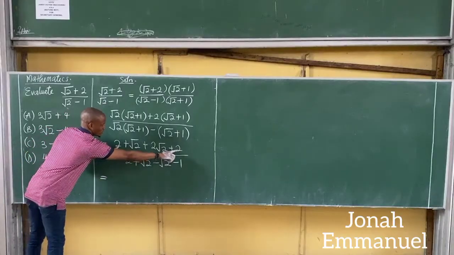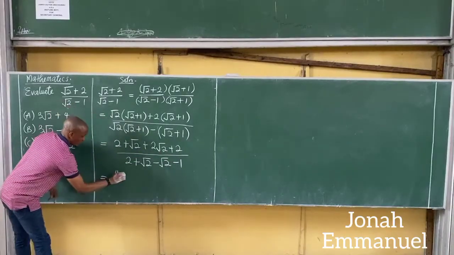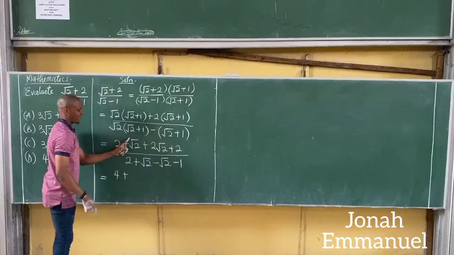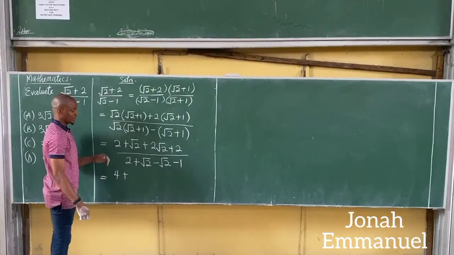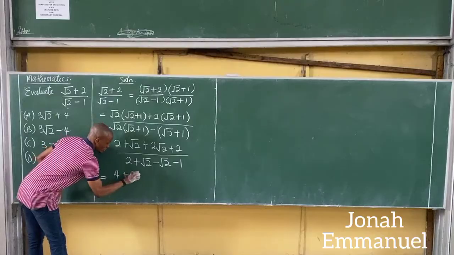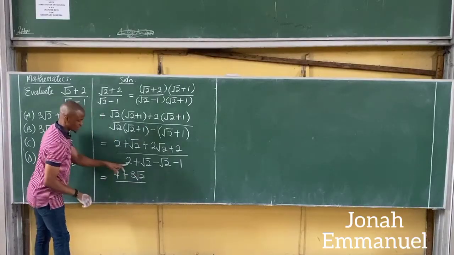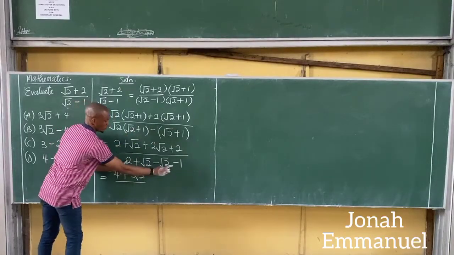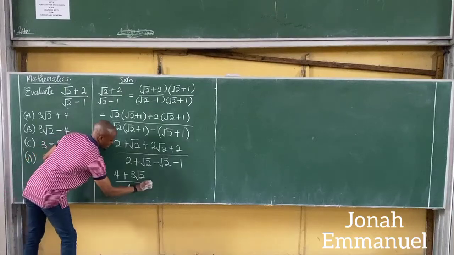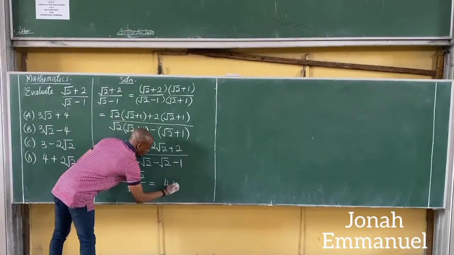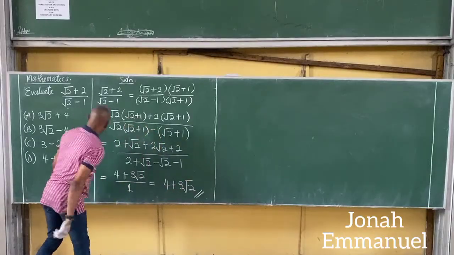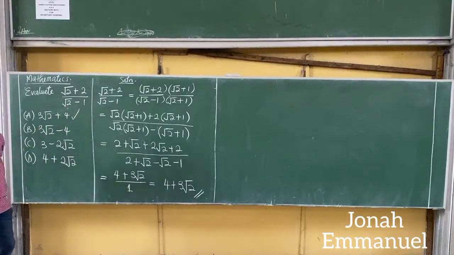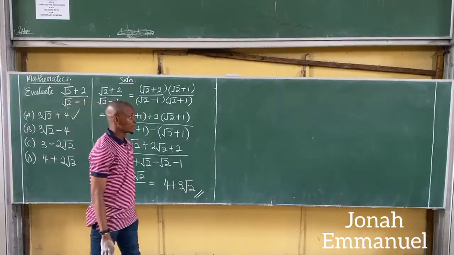These two can add up, 2 and 2, I have 4, plus these two are similar sorts. Why? They are multiples of the same sort. My coefficient here is 1, 1 plus 2 gives you what here? 3 root 2. Plus 3 root 2 all over, here is 2, of course root 2 minus root 2 is zero, 2 minus 1 is 1. My answer is now equal to 4 plus 3 root 2. That's the answer.